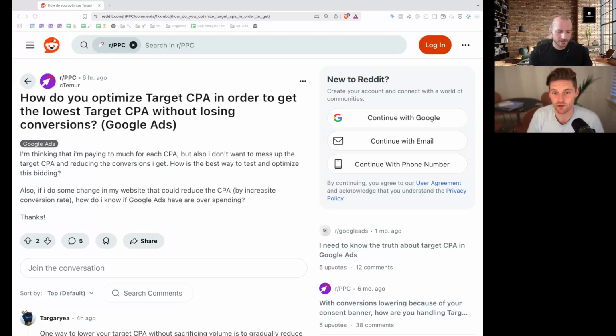A bit practical, more mindset. And I think too, if we dig into the language here, how do we optimize target CPA in order to get the lowest target CPA? That isn't right. You want to think about it: how do you optimize target CPA, the setting that is target cost per acquisition, in order to get the lowest cost per acquisition, not how to get the lowest target, because that's a setting, right? So if we clarify this a bit more, we say, how do we get a lower cost per acquisition, because right now it's not profitable? That's a better way to frame this, and then that opens up what we're talking about.